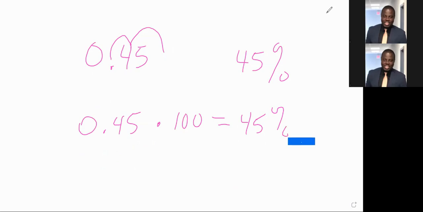So for division, you are moving the point to the left, 2 times to the left. That is going from percents to decimals. For multiplication, you're moving the point to the right 2 times. And that brings you to a percent.